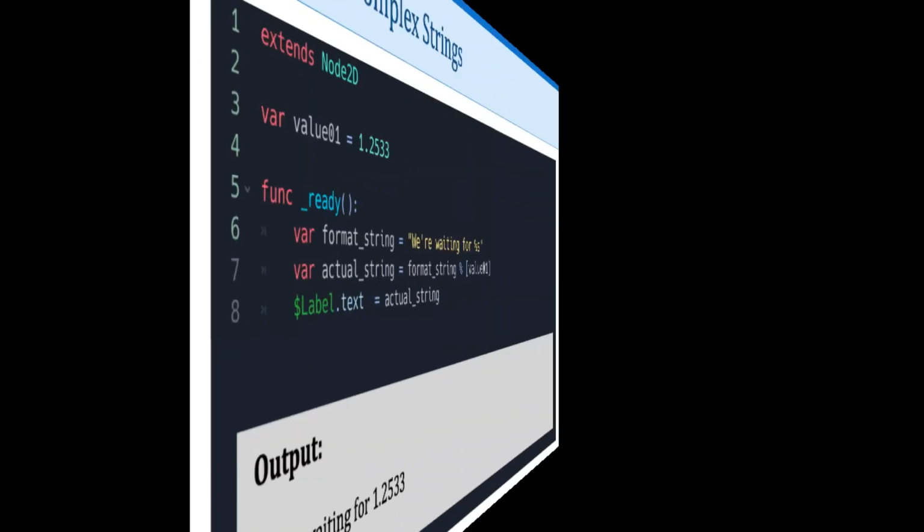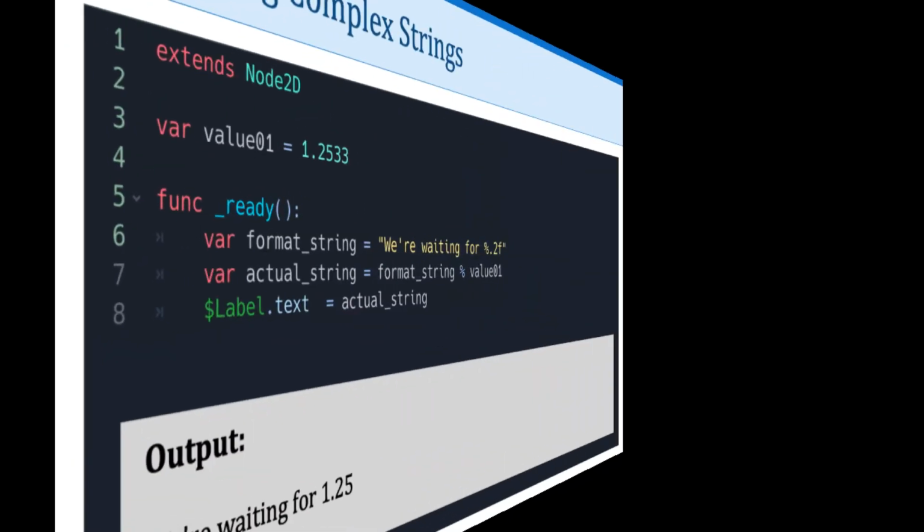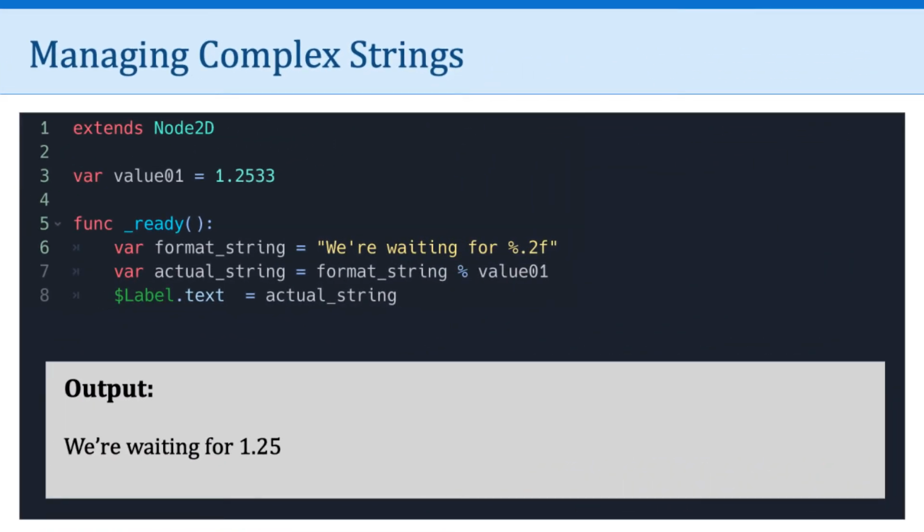And we could do the same thing with a format string where we're using our template. We're waiting for placeholder. And if I pass in the placeholder value 1, the output that I get would be the same: we're waiting for 1.2533. Now, this is what I want to show you. What if you want to round that number to 2 decimal places? Well, this is how you do it.